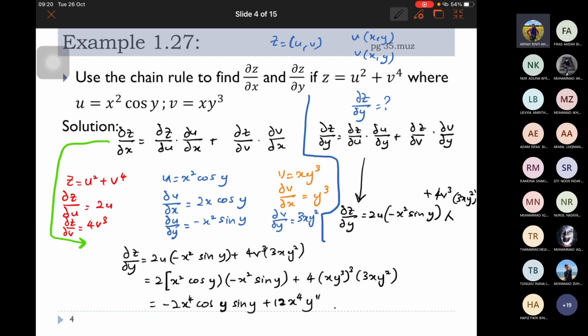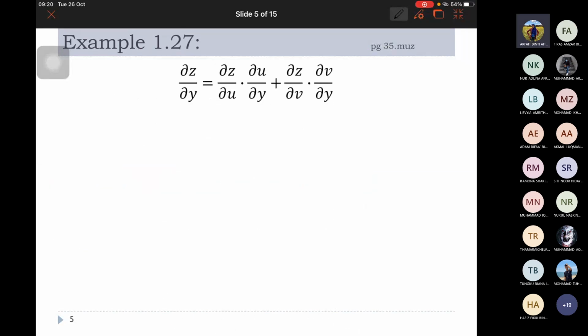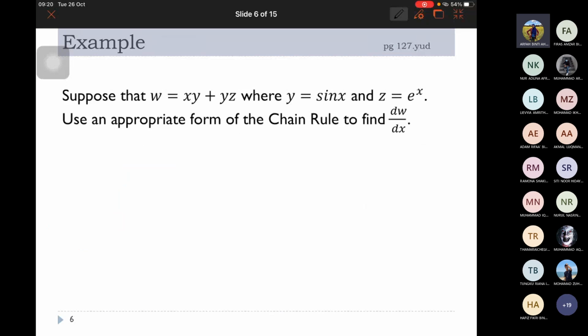So the next example, kita ada this one. So example 1.27. Okay. Suppose that W equal to XY plus YZ, where Y equal to sin X and Z equal to exponential of X. Use an appropriate form of the chain rule to find dW over dx.